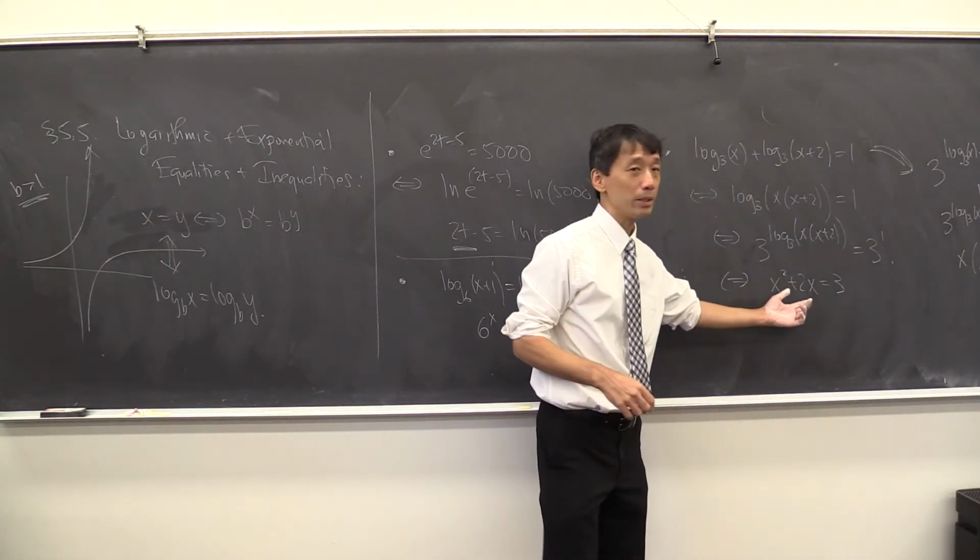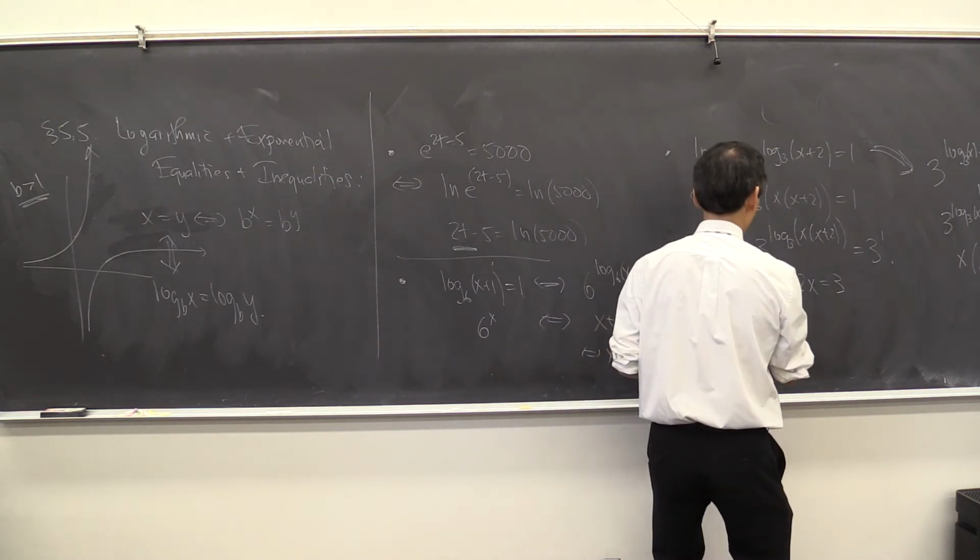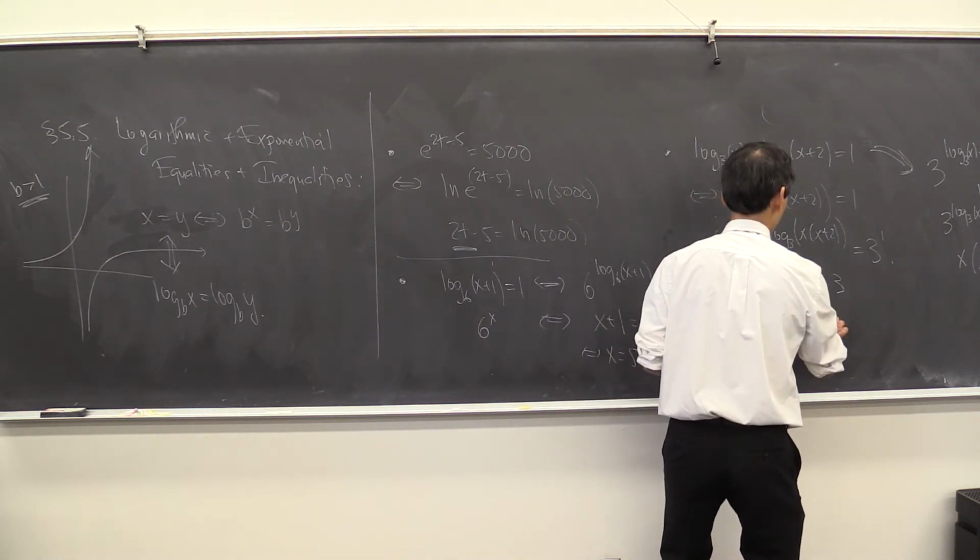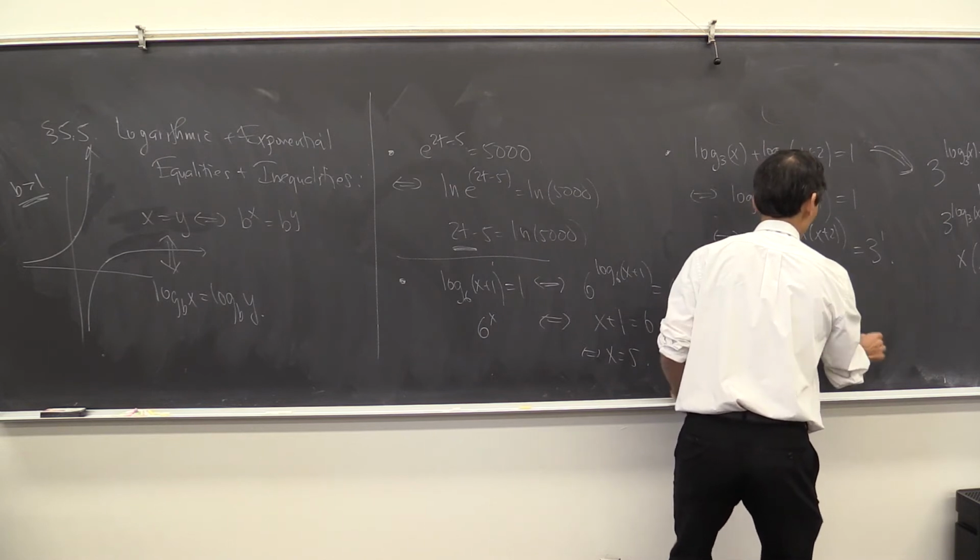Okay, in any case, we get to this point, and then we say, look, this is going to be x squared plus 2x minus 3 equals 0. And what could x be then?